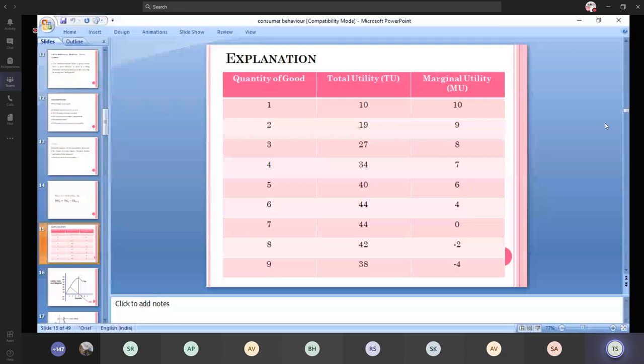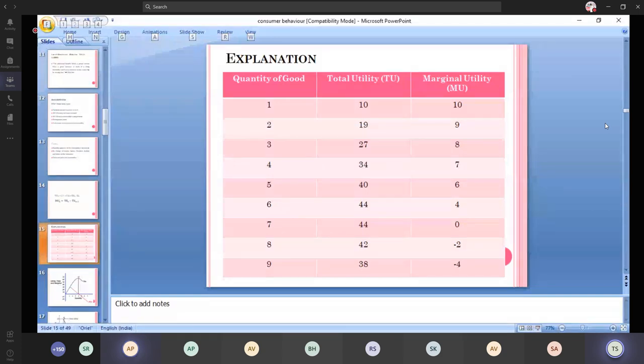While going for the second unit, the total utility was 19. Kindly mute. Yes. Yeah, thank you.